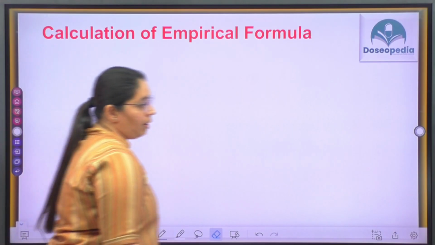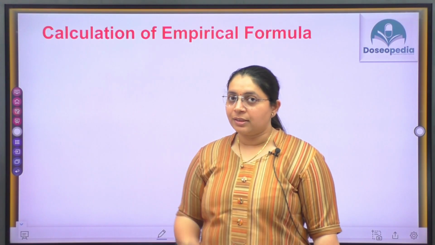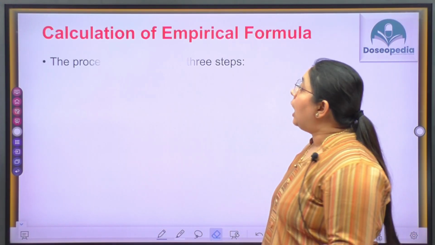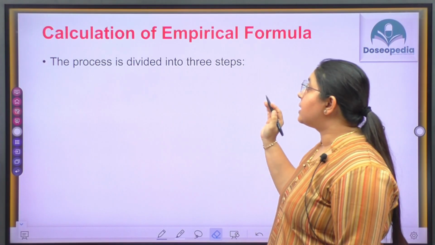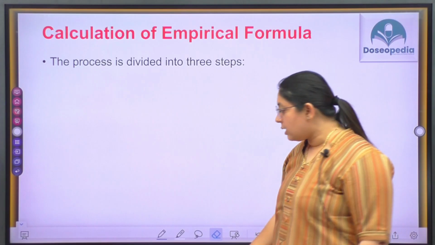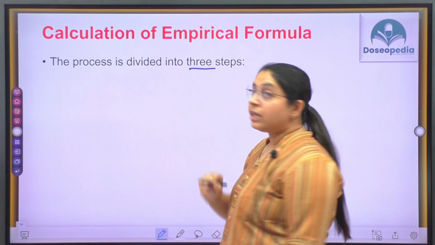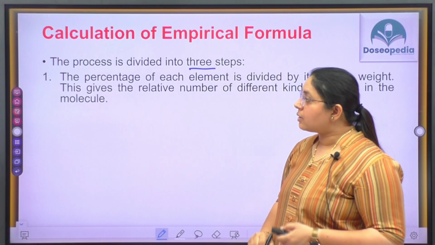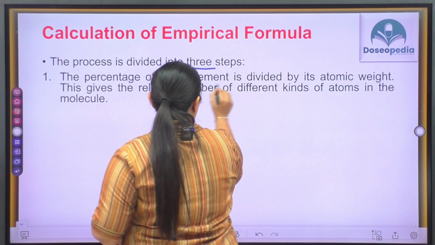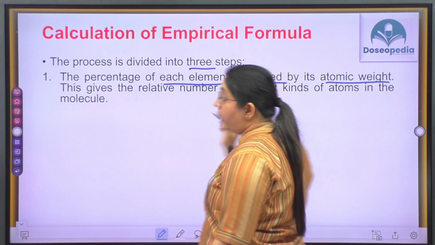So, how can we calculate this empirical formula? Let's go through the steps. Calculation of the empirical formula: this process is divided into 3 steps. How many steps, students? 3 steps. The very first step is that the percentage of each element is divided by its atomic weight.